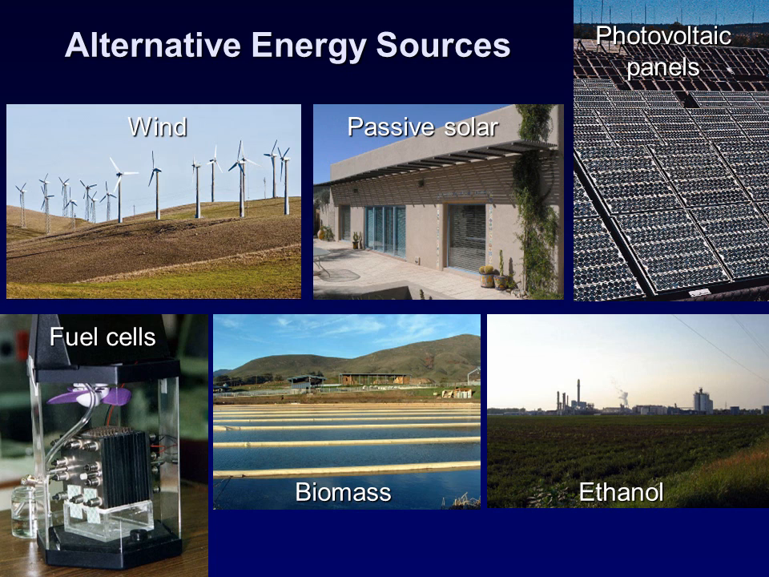Ethanol is a type of alcohol produced from corn, sugar cane, or other plants. Really any plant that can generate a sugar can be turned into ethanol. And so ethanol can be used as fuel in place of gasoline. And you also have biodiesel, which can be used in place of diesel fuel.